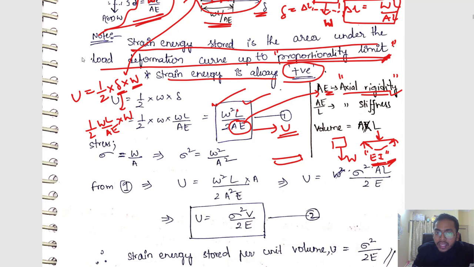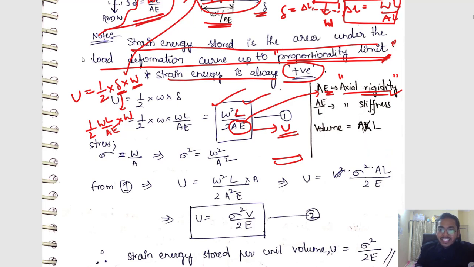See, in this term I have L here. If I send L to the denominator, what will it be? AE by L, right? AE by L is called axial stiffness. Actually, in this chapter there is not much importance of axial stiffness, but as the chapters progress, I will be teaching you matrix methods. In matrix methods, AE by L plays a very important role. Okay, the stiffness plays a very important role. Now let me erase. Just give me a second.